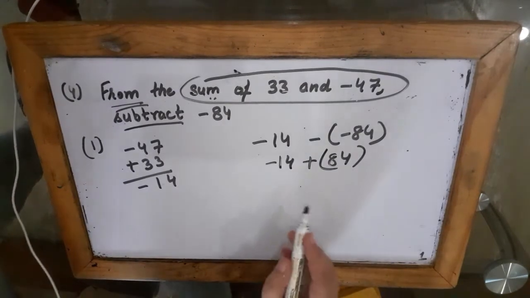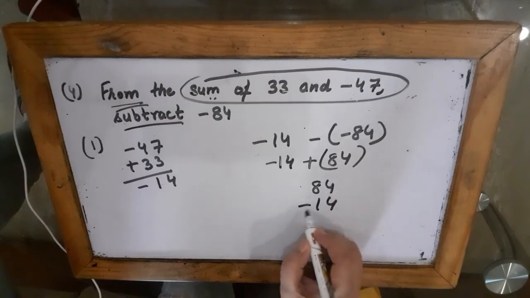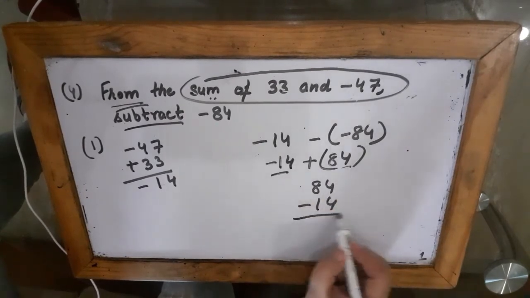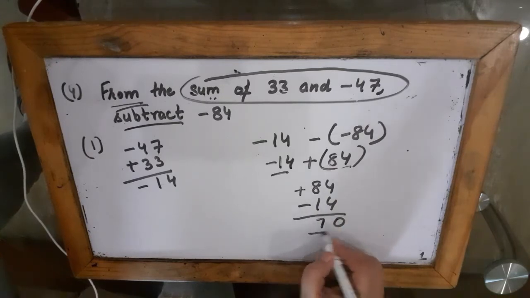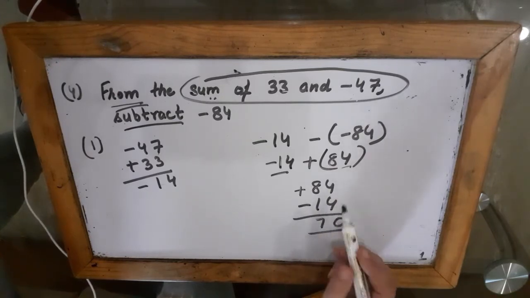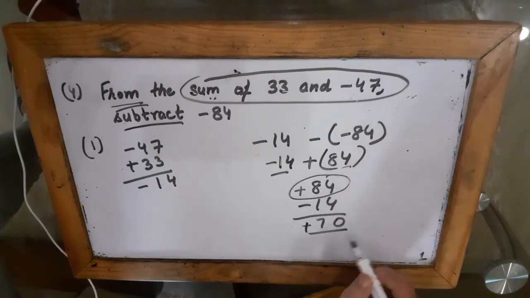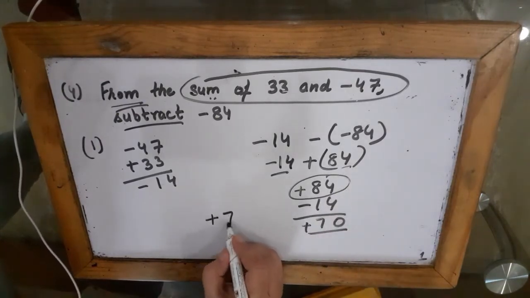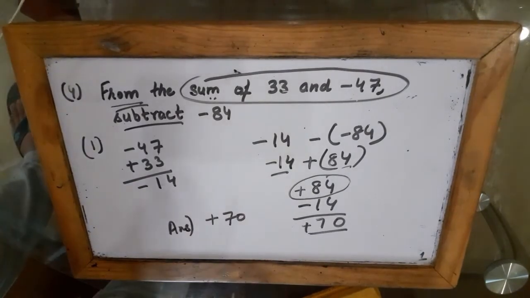So now I have to add. One is positive, one is negative. Minus 14 is negative, this is positive. So you have to subtract, and your answer will be 70. And because the bigger integer is positive, your answer also will be positive. So what is the answer for this? The answer is positive 70.